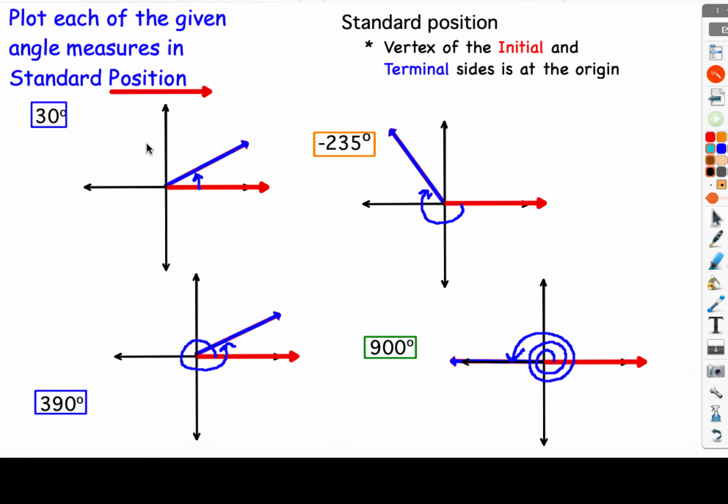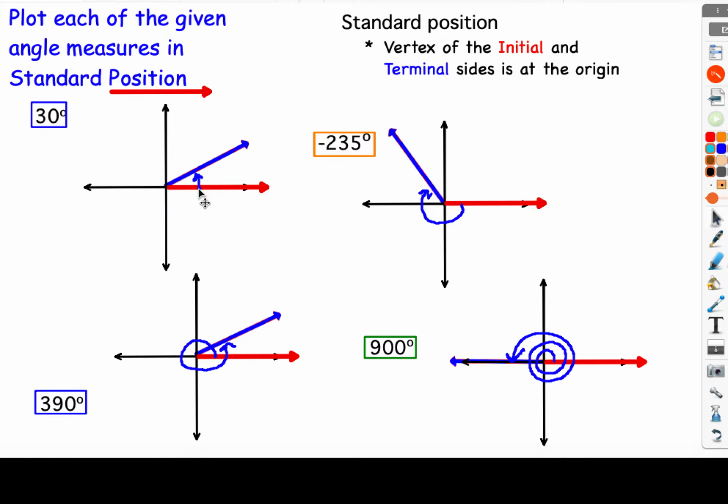So you'll notice that we've graphed 4 different angles in standard position. The standard position of an angle in math is when the vertex, or where the initial side and the terminal side come together, is at the origin. That's a standard position. And again, our initial side is also going to be the positive x-axis. You'll notice in each of these graphs, the red line is the positive x-axis.